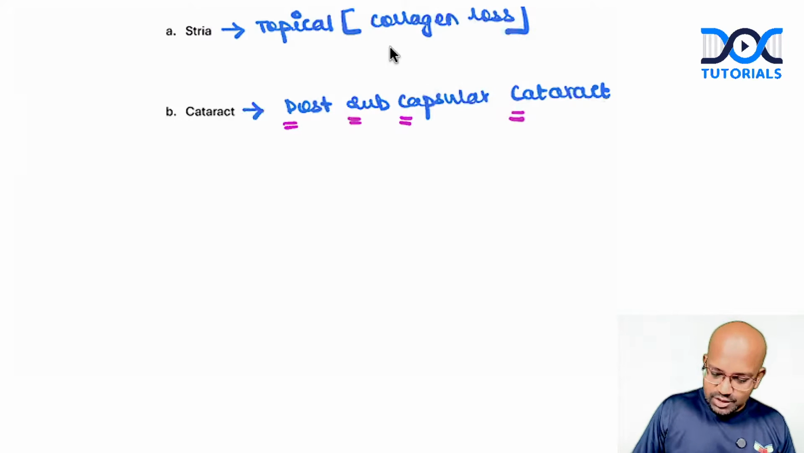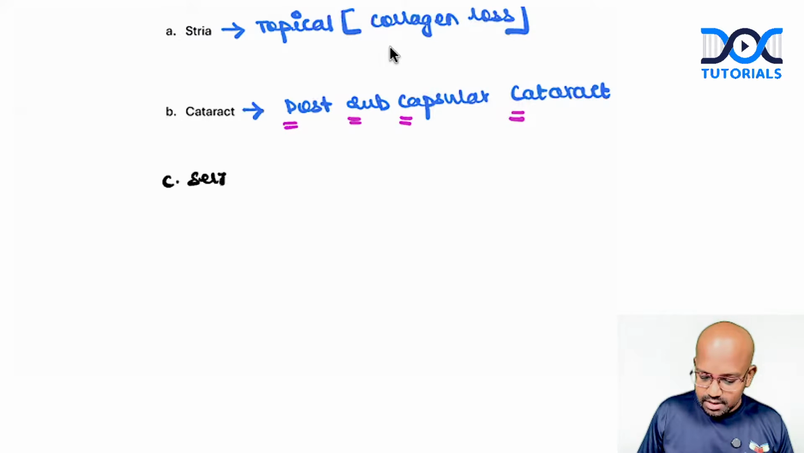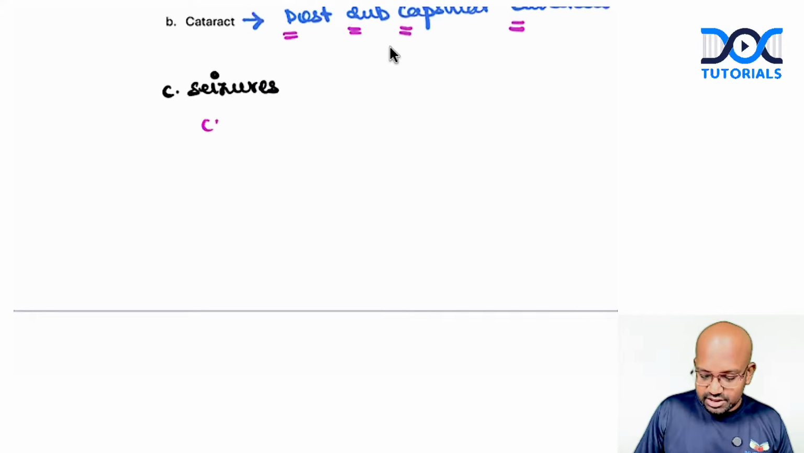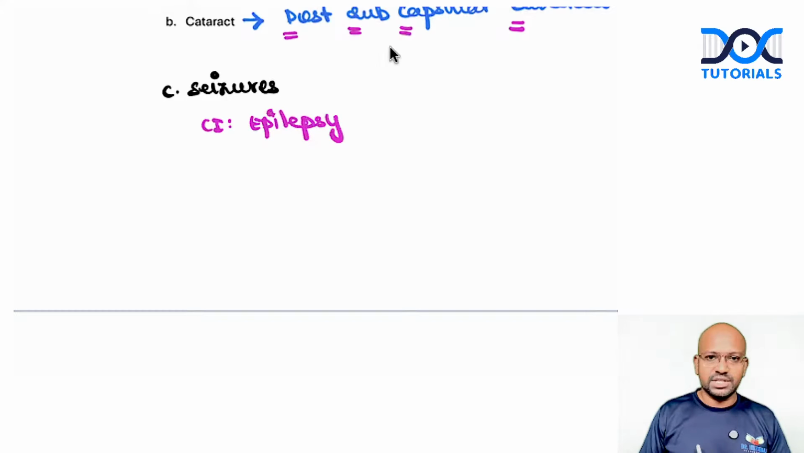The last one, patients might develop seizures. Patients might develop seizures, and that's the reason why these drugs are contraindicated in patients who are known cases of epilepsy.